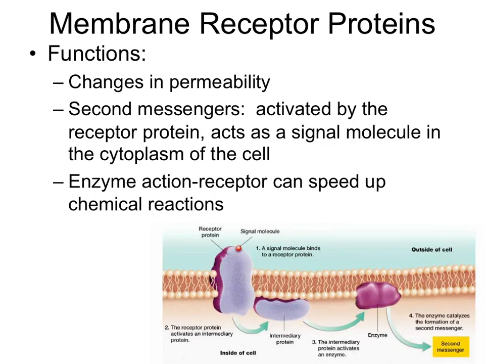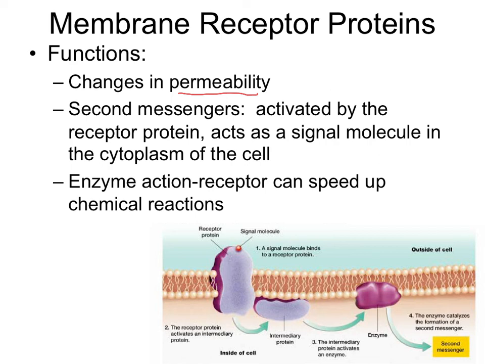Receptor proteins can have a variety of functions. They can change the permeability. They can also act as second messengers. A second messenger is a part of the cell that releases a signal molecule inside of the cell.